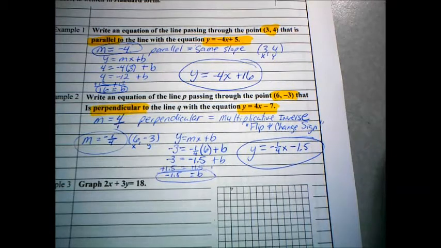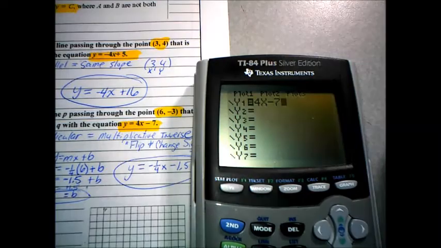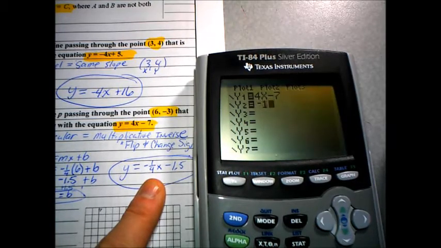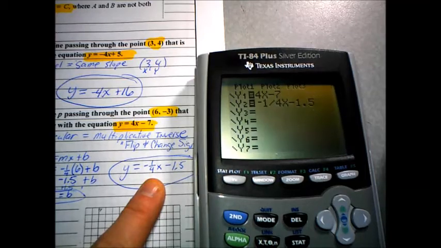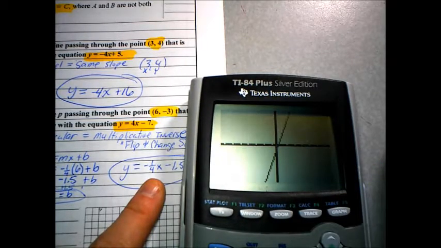Alright, if I check them this time, I'll go back to my y equals and clear out what I had. The first one will be 4x. Okay, I put in y1 4x minus 7, and then in y2 put negative 1/4 x minus 1.5, so that we can see it right there. Okay, and then I want to graph it.